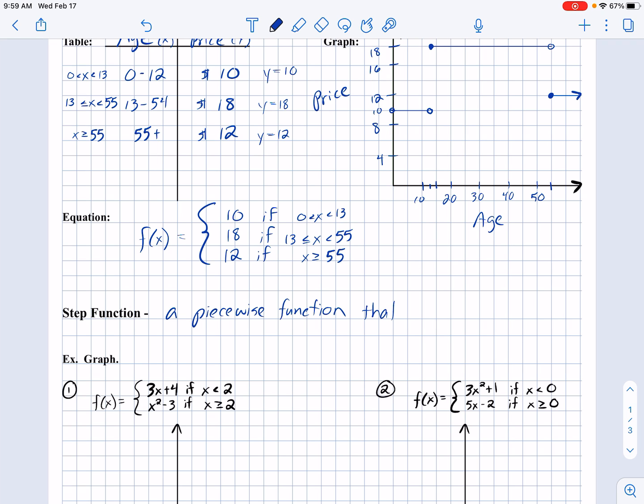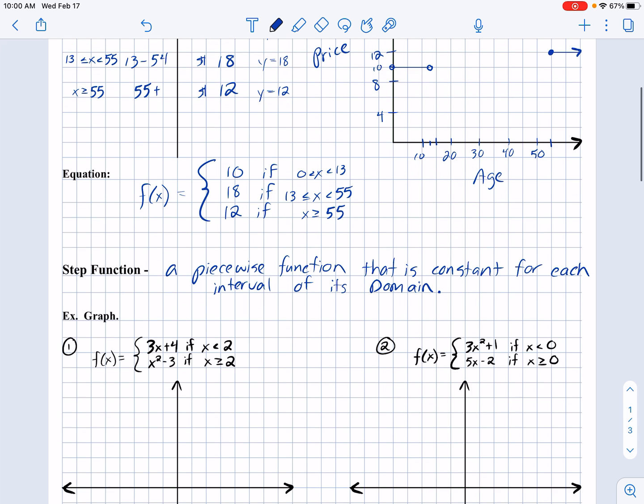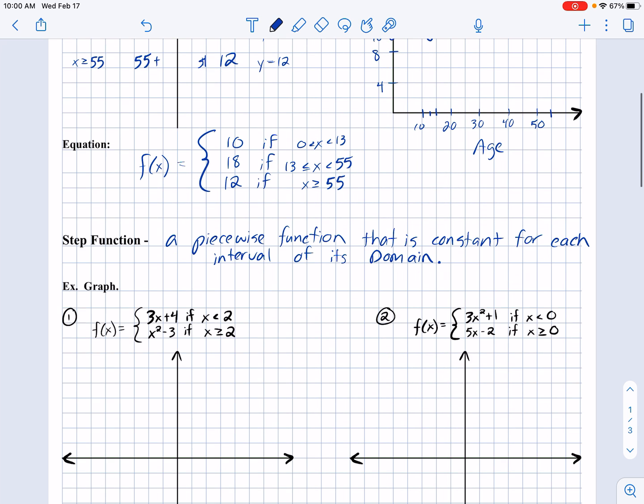That is constant for each interval of its domain. It's a type of piecewise function where every single function in there is a constant. It's a horizontal line, so therefore it looks like a step or multiple steps.